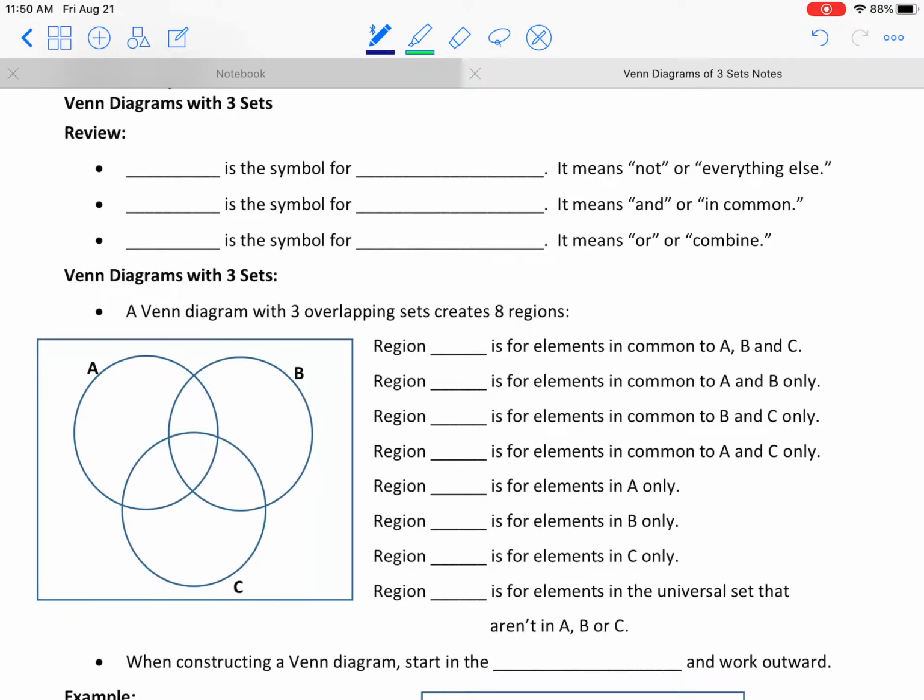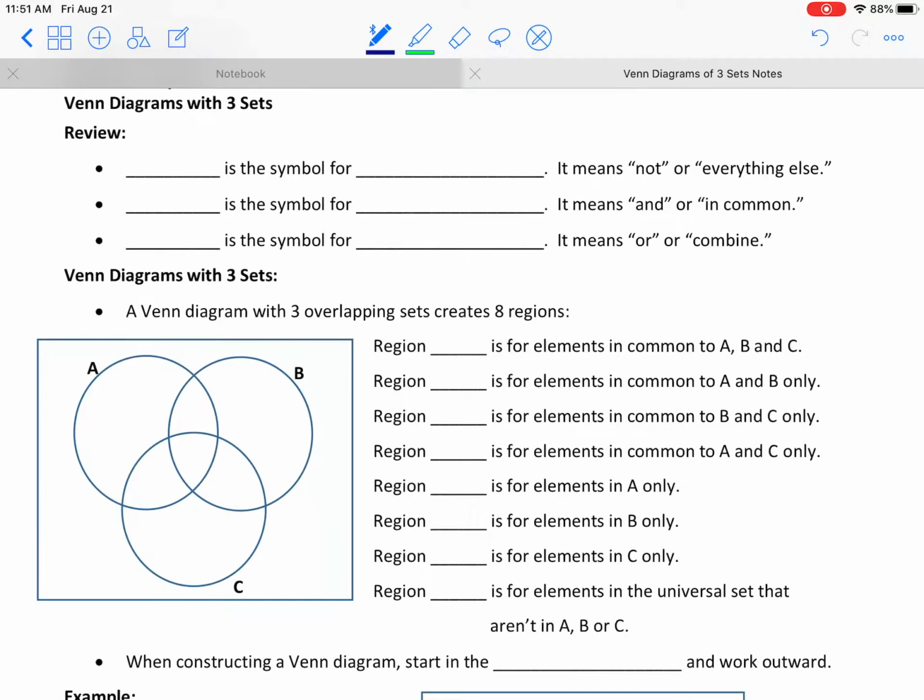Hello out there, and welcome to our lesson on Venn diagrams with three sets. This will be a good continuation of the previous lesson, as we're really not going to be doing anything new. We're still going to be using the three operations that we've discussed. The only difference is, instead of just two sets in our Venn diagram, we could possibly have three. So we have to be able to distinguish between the different regions that are created when we have three overlapping sets in our Venn diagram.